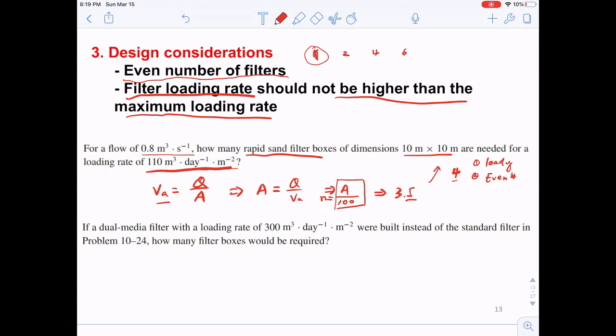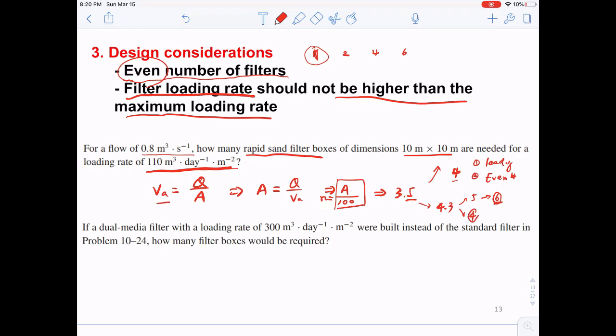Another example is that let's say the value we got is 4.3. So how do we decide that? Should we round it up or round it down? We can try to round it up to 5, but again, because of the design consideration, we need to have an even number of filters. We can change it to 6, but 6 is going to be too large, because we also need to consider the expense associated with the filter system here. Of course 6 is okay, but the cost may be high.